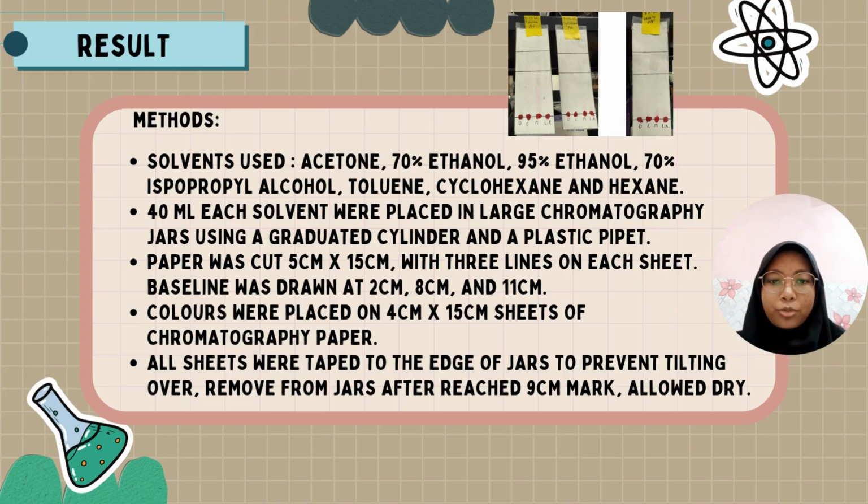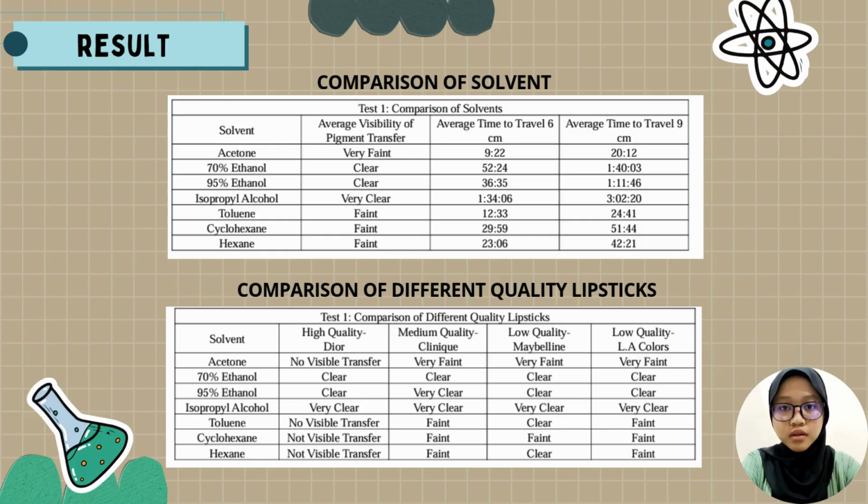Colors were placed on 4 centimeters by 15 centimeters sheets of chromatography paper, just like the picture above me for reference. Then finally, all sheets were taped to the edge of the jar to prevent the paper from tilting over. After it reached the 9 centimeters mark, we removed the paper and allowed it to dry.